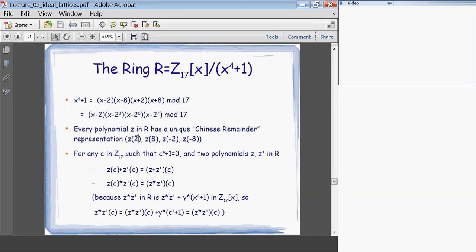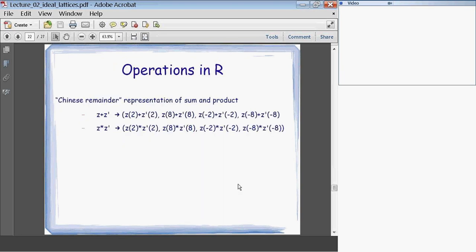So the problem of finding those roots of unity and you use them to, for example, perform the Chinese remainder transform. So it's just to illustrate the idea when we deal with Chinese remainder representation, when we have the operation of adding two vectors, we're adding the values of two vectors at those primitive roots of unity, 2, 8, minus 2, minus 8, and we perform the multiplication. We do the same thing, but with just multiplication.